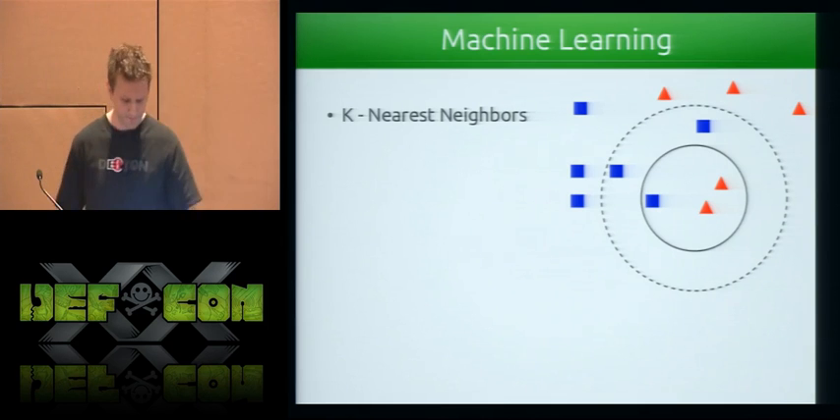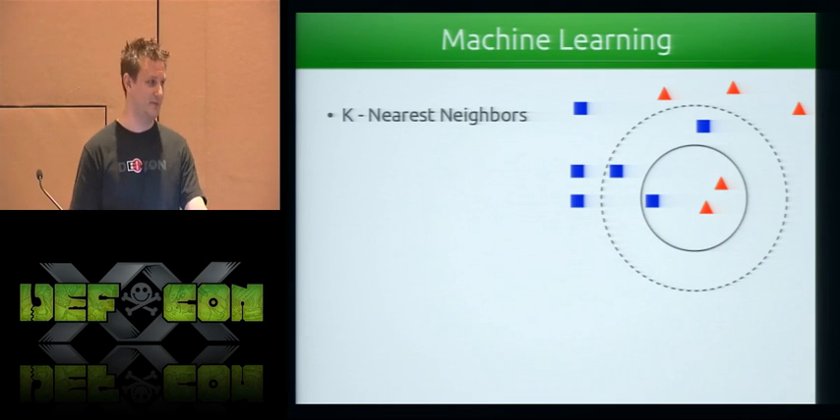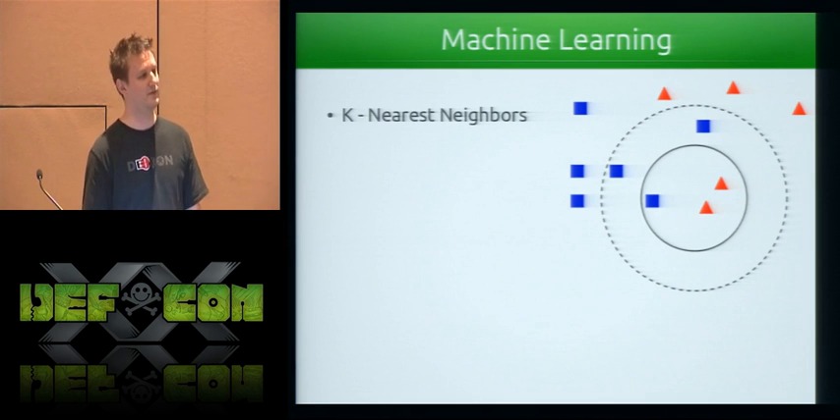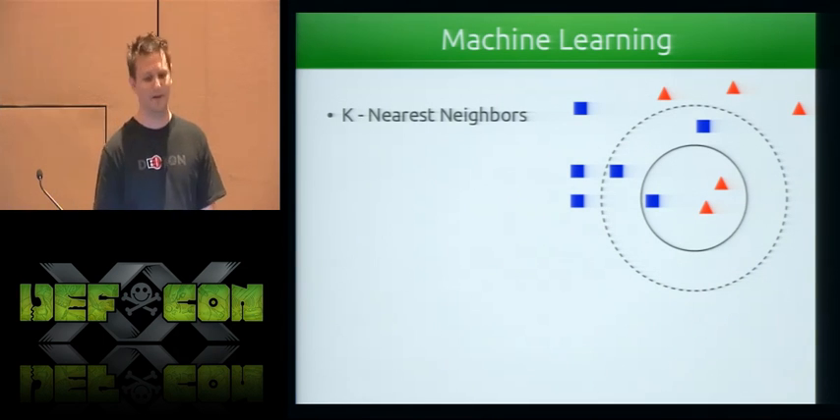So what we do is we use the k nearest neighbors machine learning algorithm to do this. KNN is a totally standard machine learning algorithm that lots of people use for lots of things that have absolutely nothing to do with network security. I'm going to give you a quick intro to it here.